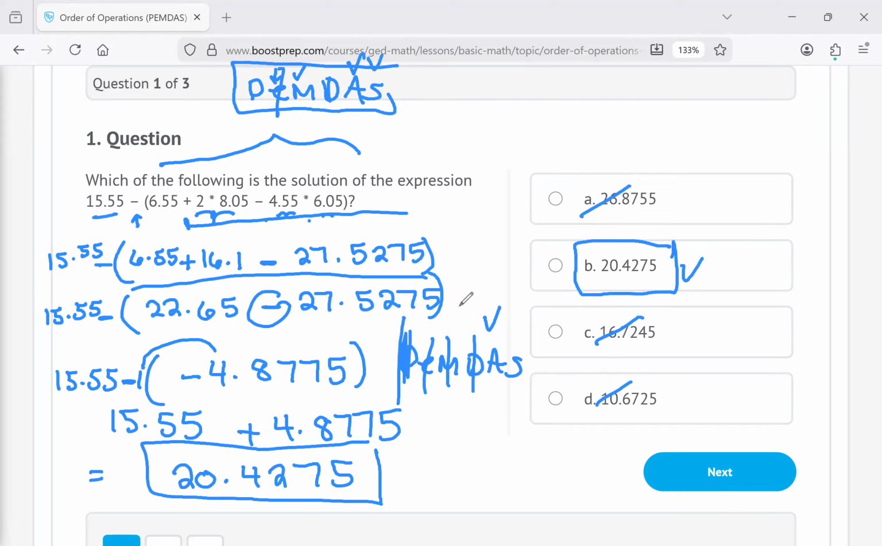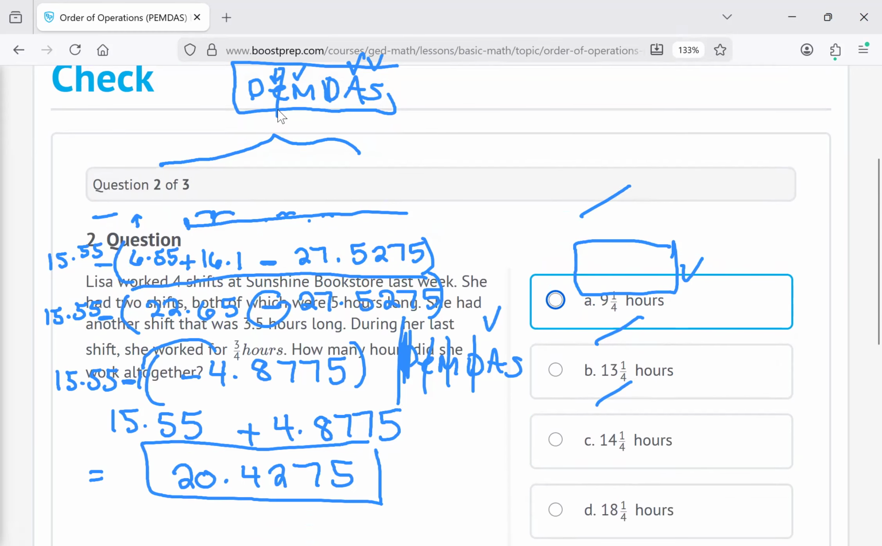Okay, so that is an example of an order of operations. So just stay neat, do your order, and you'll get it right. I mean, you won't get it wrong. Okay, let's move on to question 2.